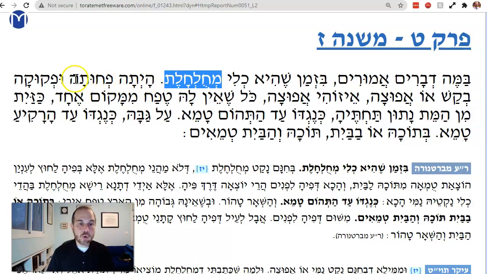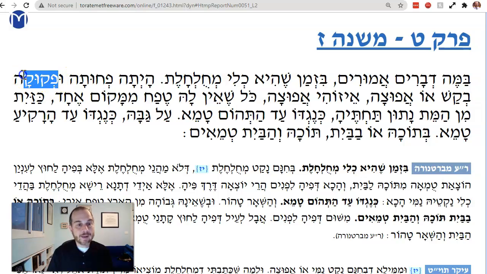But haita pechuta upekuka. If it was degraded, destroyed as a kli at the bottom, meaning the bottom was removed, it was no longer a kli, upekuka, but then it was stopped up, bekash o afutza, with straw, or afutza. Eizehu afutza? What does it mean afutza? Kol she'en lo tefach mimakom echad. If it was closed, sealed, but there is no opening of a tefach in one place, then, as we said before, now it has a din of an ohel. So now this kaveret has the status of an ohel.